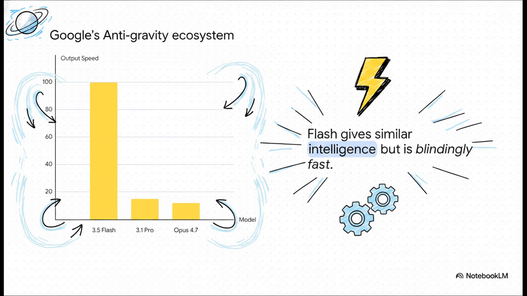And fair question. While 3.1 Pro or Opus 4.7 might edge out Flash slightly in raw, absolute intelligence, 3.5 Flash just completely blows them out of the water in output speed. It gives you almost the exact same level of performance, but it is blindingly fast. In a dev environment where you're constantly querying, generating code, iterating, waiting on a slightly smarter but slower model totally breaks your flow state. Flash gives you the sheer speed you need to build fluidly.